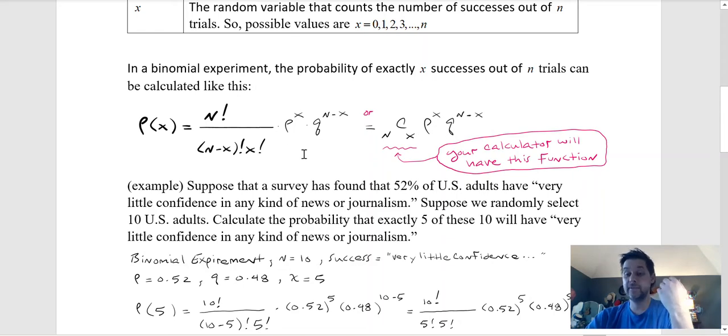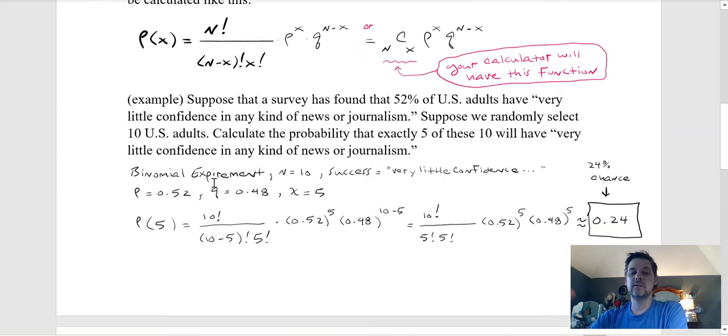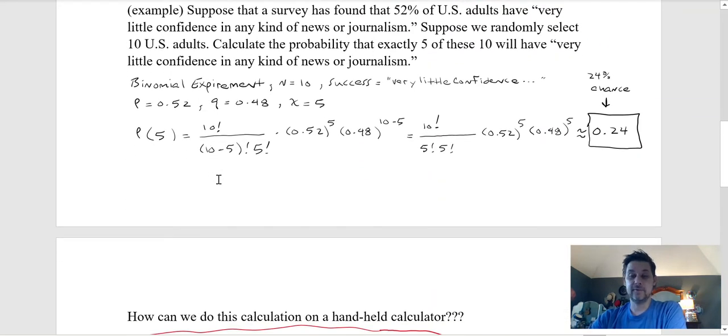Okay, so those are the formulas as they are on paper, where you might be really intimidated now, thinking, how am I going to do that? But let me encourage you to try, if you have a handheld calculator, to use the formula, all right? So here's an example that we'll go through real quick.